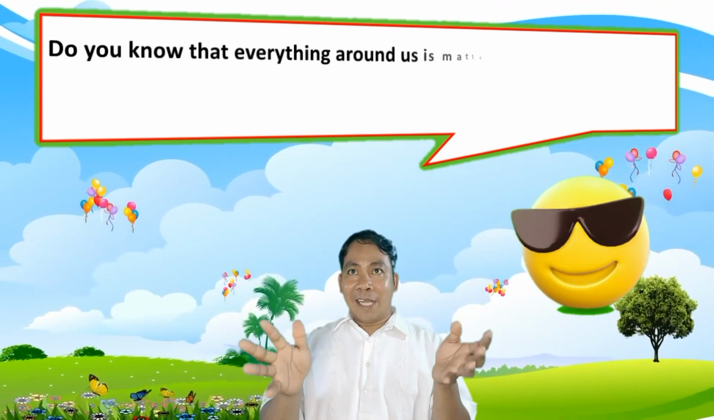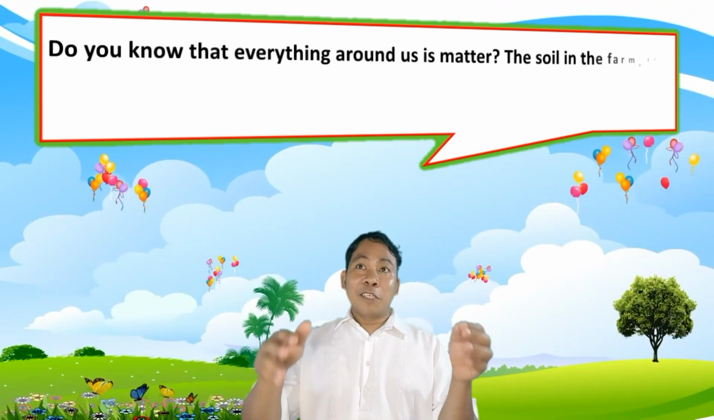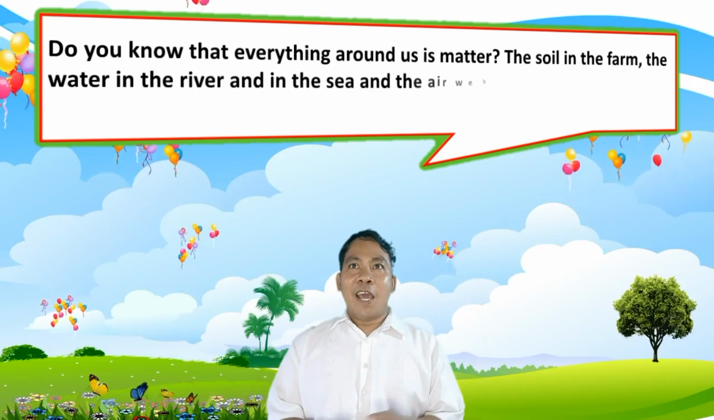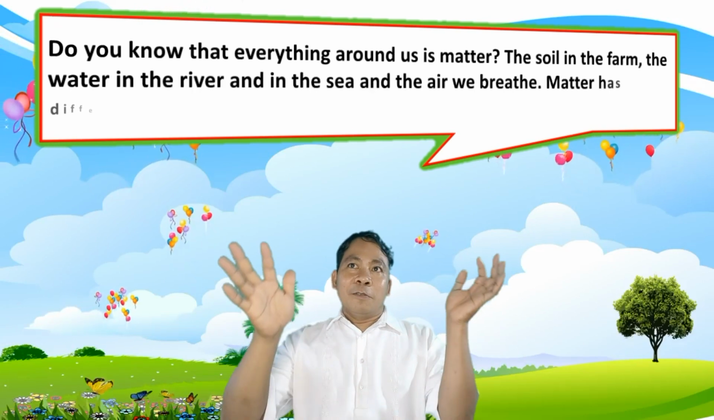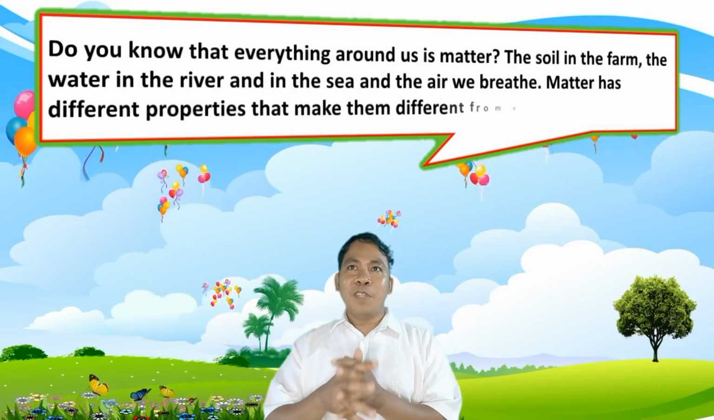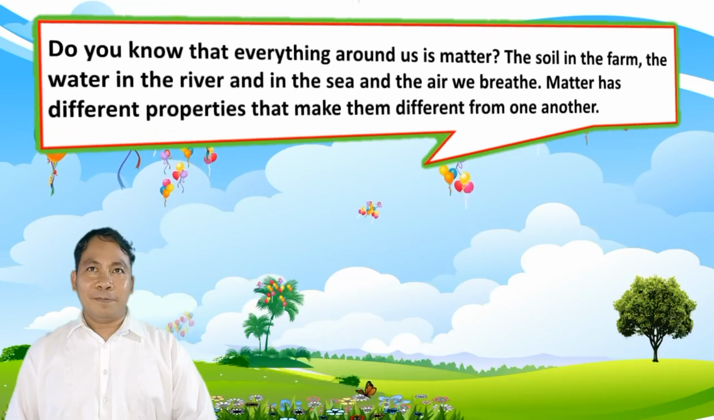Do you know that everything around us is matter? The soil in the farm, the water in the river and in the sea, and the air we breathe. Matter has different properties that make them different from one another.